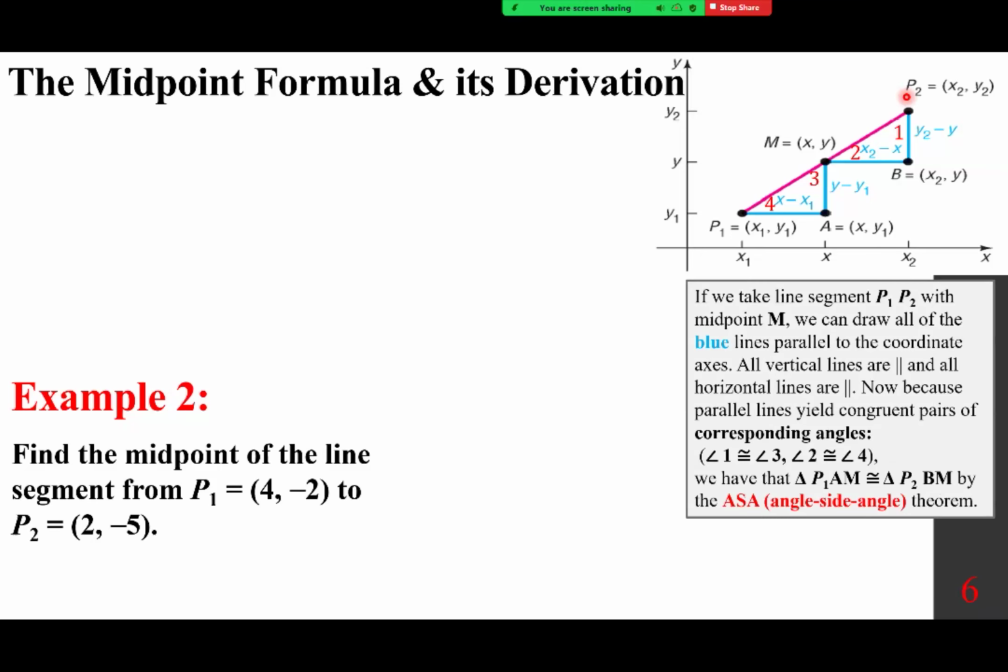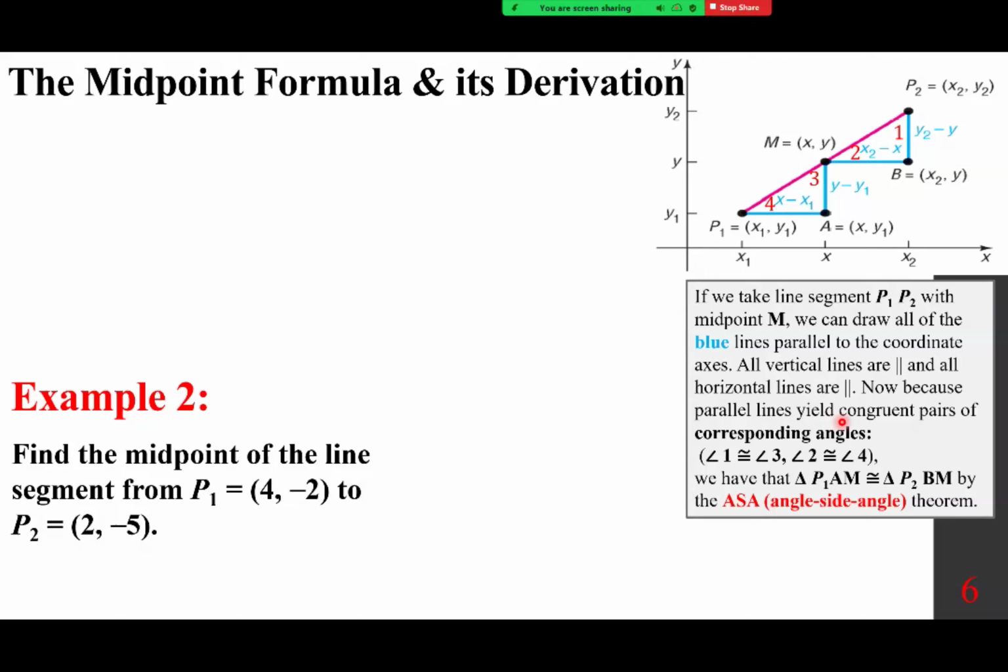So if we take line segment P1P2 with midpoint M, we can draw all of the blue lines, drop the perpendicular to the x-axis, drop the perpendicular to the y-axis, or you can say these two are parallel to the y-axis and these two are parallel to the x-axis. All vertical lines are parallel and all horizontal lines are parallel. These two are parallel, these two are parallel. In other words, this one and this one are parallel. This one and this one are parallel.